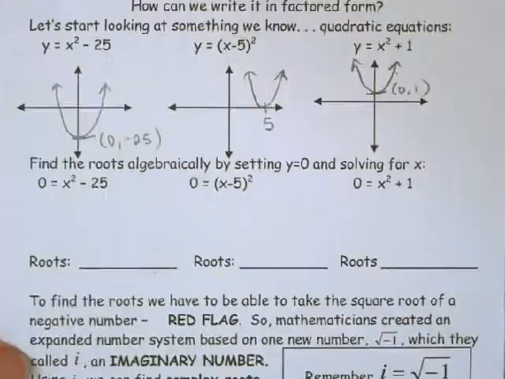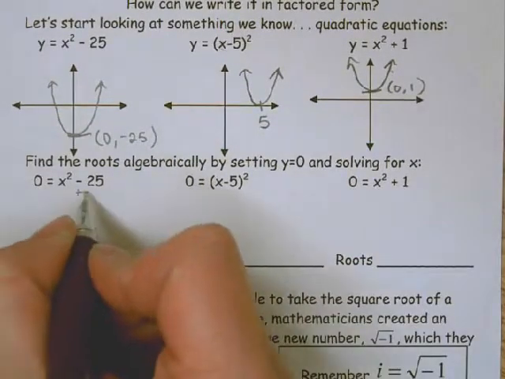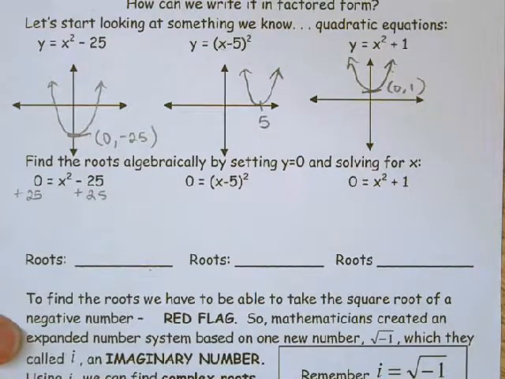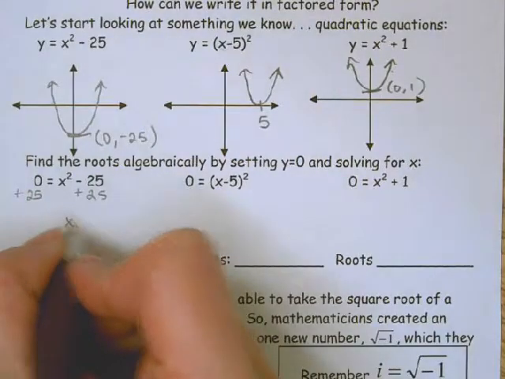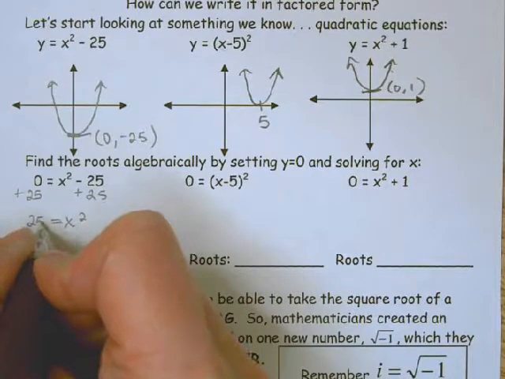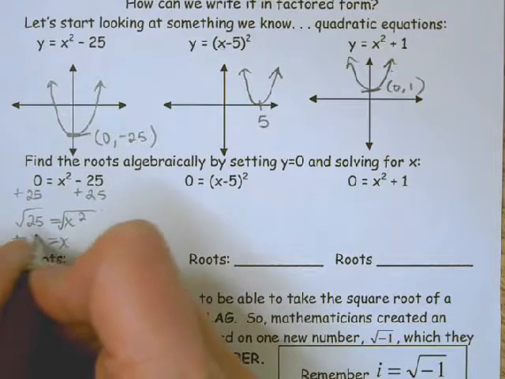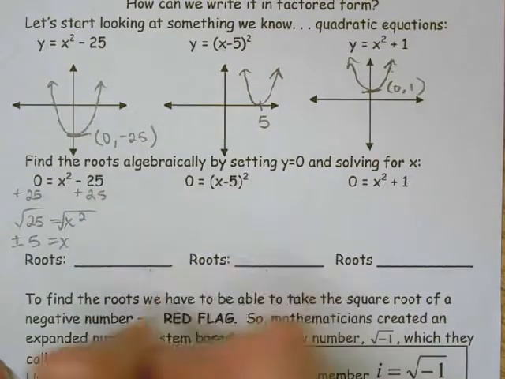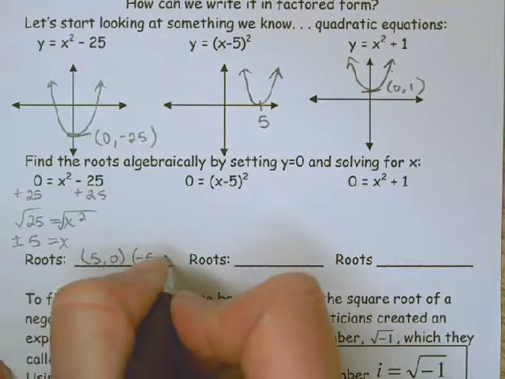So solving and finding those roots algebraically is relatively simple on the first 2. Add 25 to both sides. We could also factor that using the difference of squares and use the zero product property, so x plus 5 and x minus 5. So x squared equals 25. Square root both sides, and we have x equals plus or minus 5. The reason that's plus or minus is because negative 5 times negative 5 gives us 25, as well as 5 times 5. So then our roots here are 5, 0, and negative 5, 0.